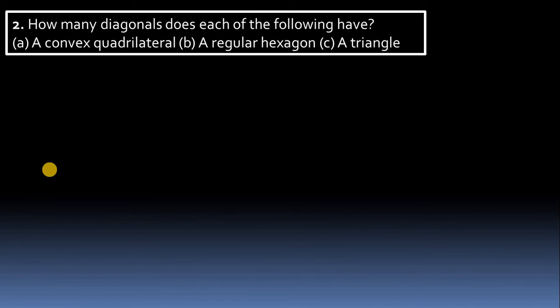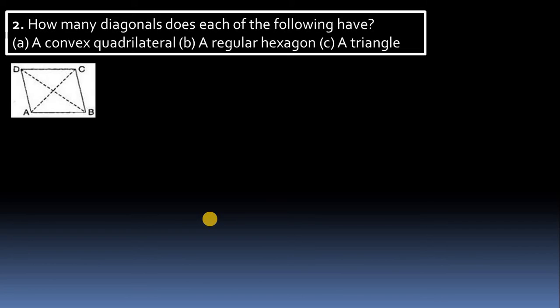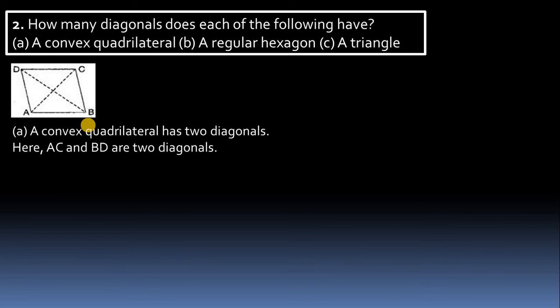Now we are at the second question. Next question: how many diagonals does each of the following have? Convex quadrilateral. A convex quadrilateral means a quadrilateral with 4 sides, and it is convex. Convex means angles less than 180. So it must have 2 diagonals because our case is a convex quadrilateral. You can draw any quadrilateral, but the diagonals will be 2 only.